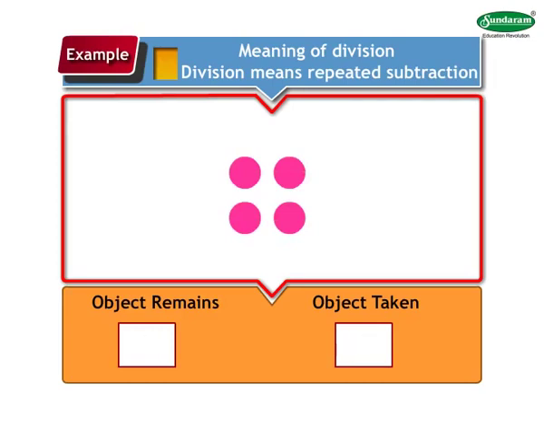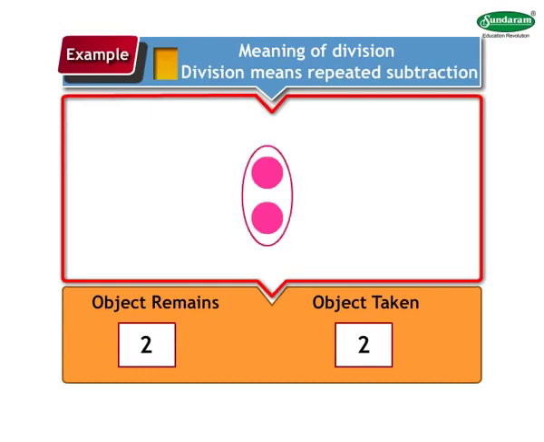Now, for the fourth time, again remove 2 more objects from the remaining 4 objects. After that, only 2 objects, that is, only one group is remaining. Now, for the fifth time, remove again a group of 2 objects. At this time, you will have no objects remaining, or we can say 0 objects are remaining.